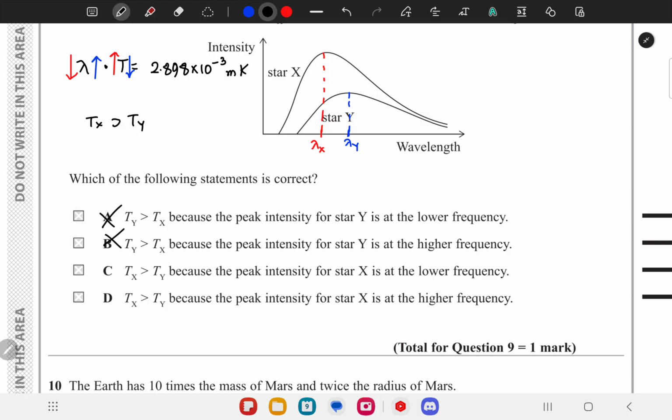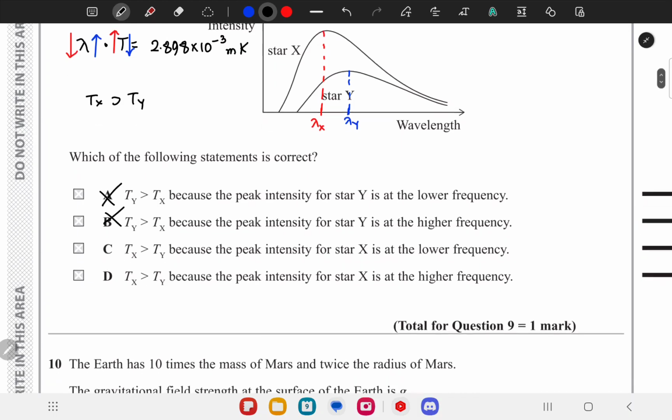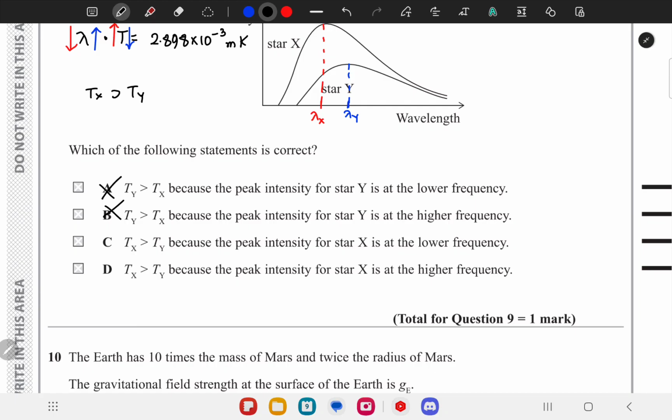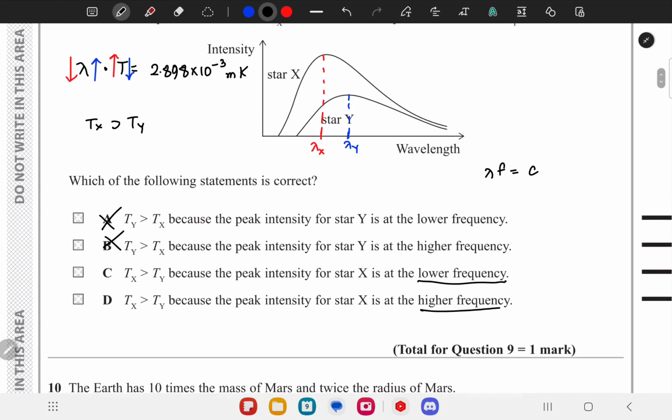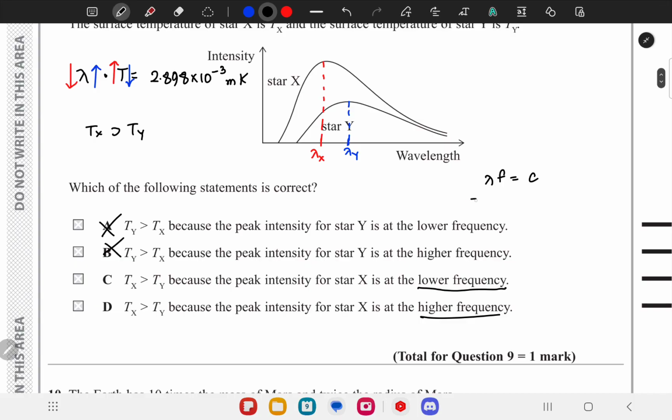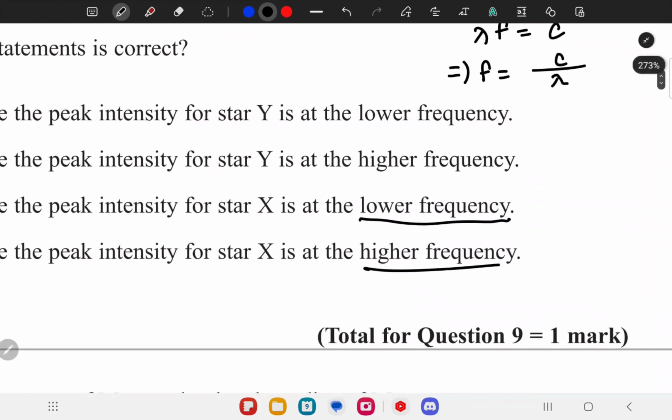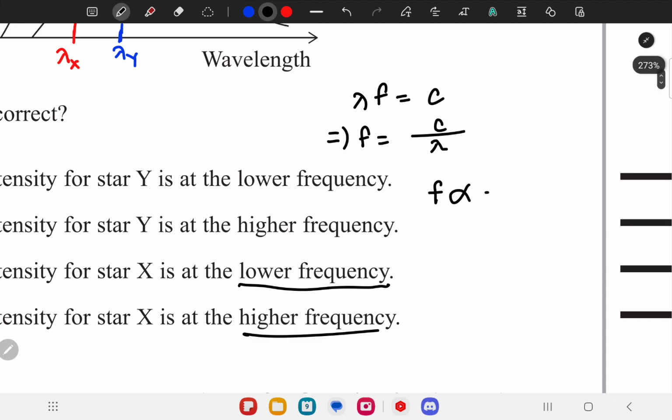So A and B are out since they say that the temperature of Y will be greater. Now we have to talk about the frequency. We know that the wavelength times the frequency is equal to the wave speed, which is a constant. So frequency is the speed of light divided by wavelength, or frequency is proportional to 1 by lambda.